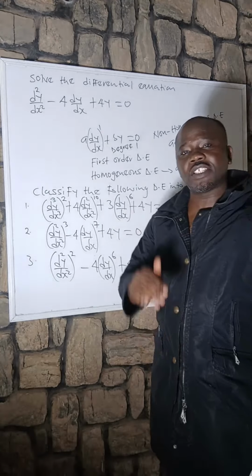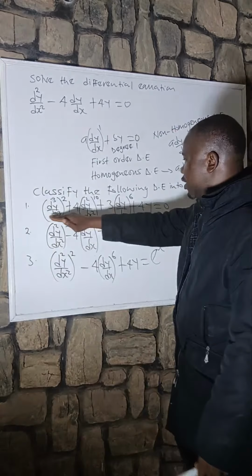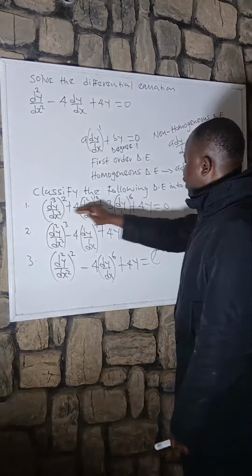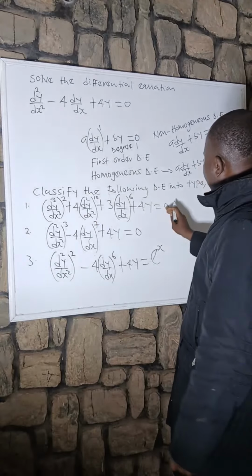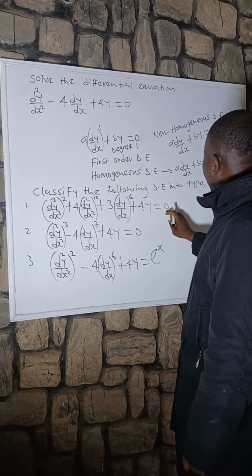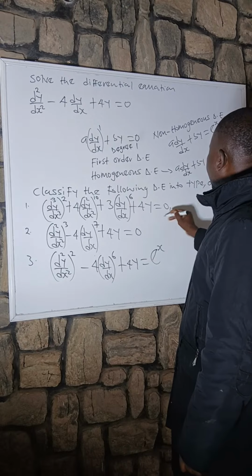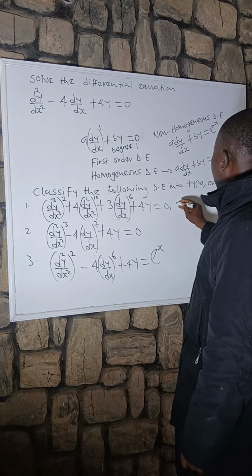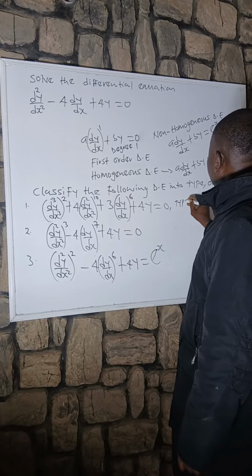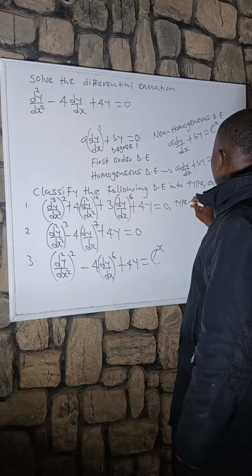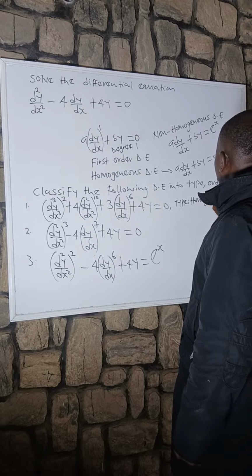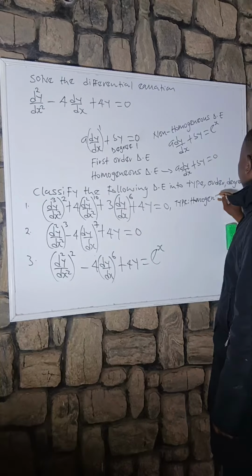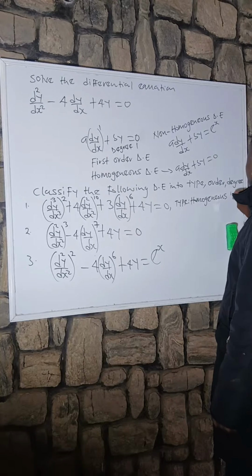So if they are talking about the type of this first differential equation, since it is equal to 0, it means the type will now be what? Homogeneous, true or false? Homogeneous differential equation. Homogeneous DE.